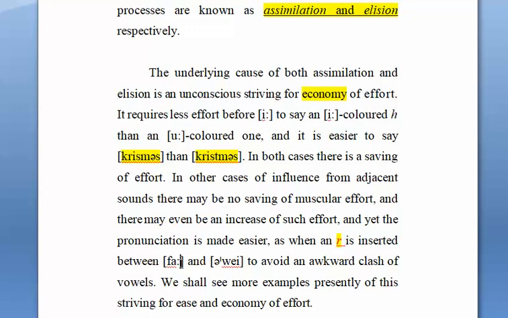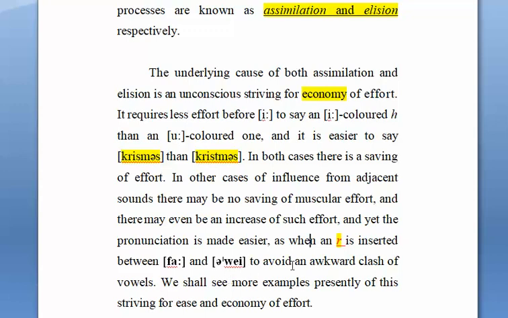So the word far alone, and away, this is the transcription. We do not say far away without the R, no, we say far-r-away. Why? To avoid an awkward clash of vowels, because far ends with a vowel, and this word begins with a vowel. So in order to avoid a clash of vowels, we have to add R, far away.